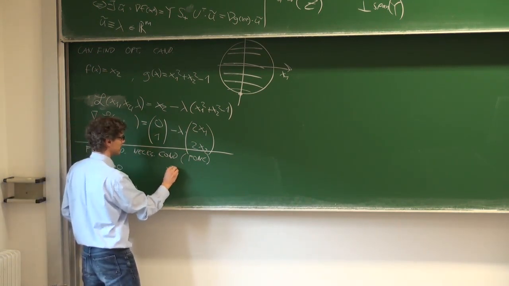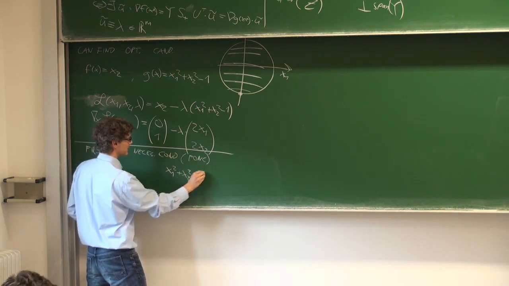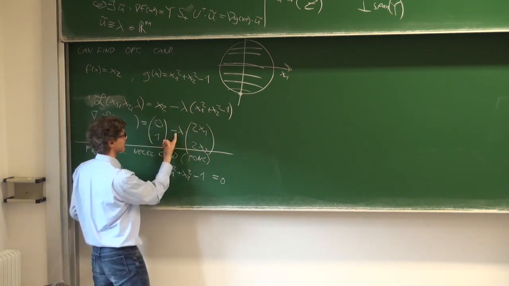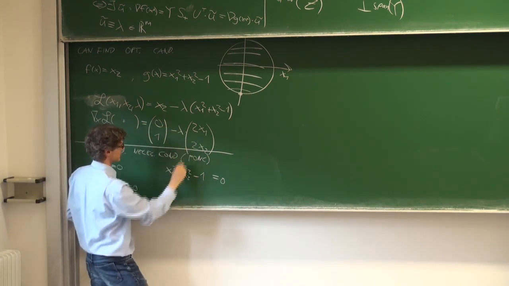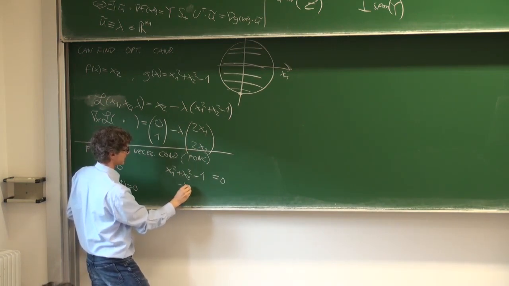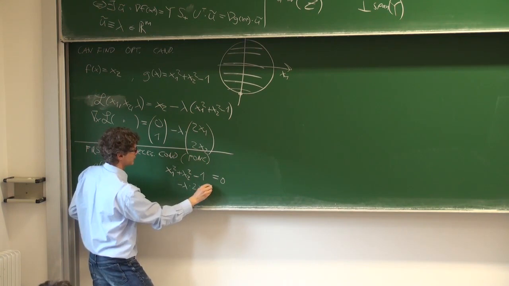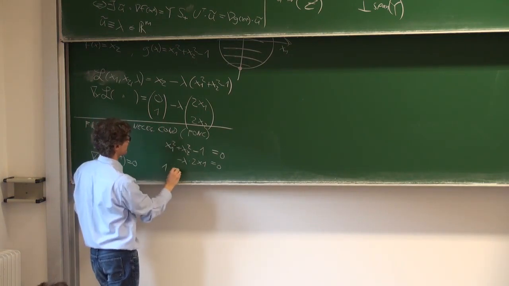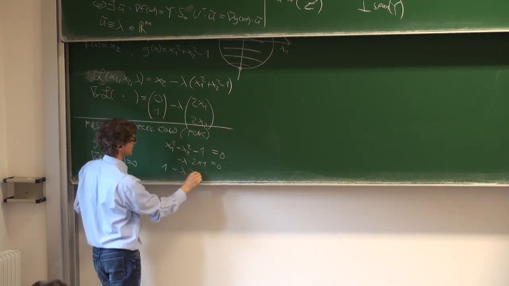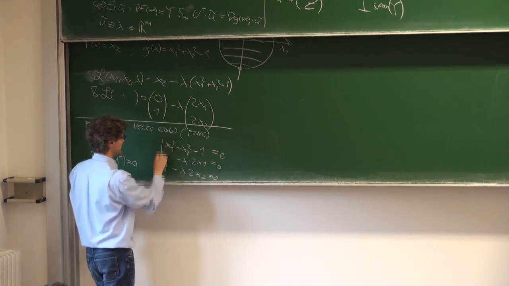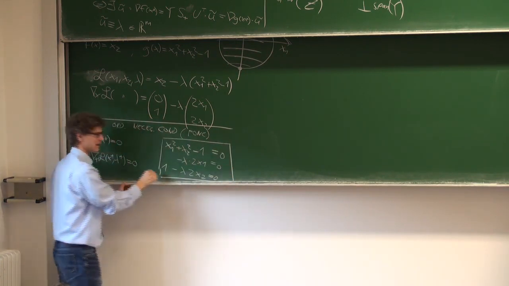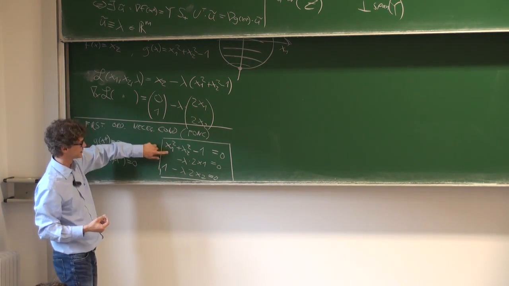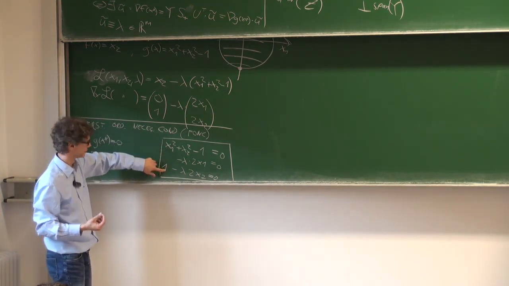And what are they? Actually, I could write them together. So they are x1 squared plus x2 squared minus 1 should be equal to 0. Then it says that this thing should be 0. So I write it down. The first component says minus lambda times 2x1 should be equal to 0. And then the second component, which is 1 minus lambda times 2 times x2, should be 0. And this is now my set of nonlinear equations which are necessary for optimality. So I have them all together, and they are 3 conditions on 3 variables. So that's what makes it so useful.